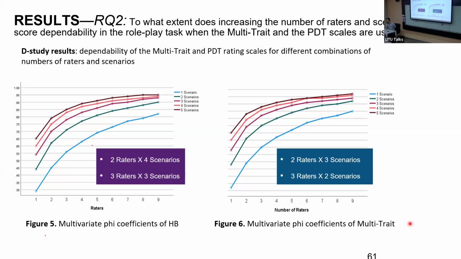So it looks like we still need 2 raters, not a single rater, right? If you use a single rater, even with the whole 5 scenarios, the highest reliability you could achieve is only about 0.65, right? And the multi-trait is only 0.70-something, right? So you need at least 2 raters, but then you could use a smaller number of scenarios to achieve the minimum level of reliability for the role play task.